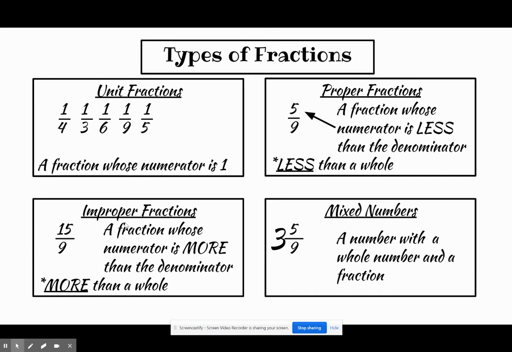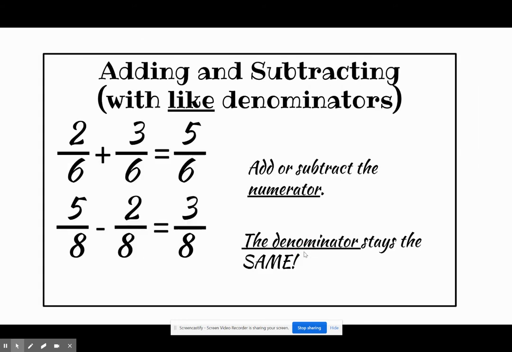Then you've got improper fractions. That's when the number looks top heavy and the number on the top is bigger than the number on the bottom. It's called an improper fraction. It is more than a whole. And in a minute, we'll talk about how you solve those. And then you've got mixed numbers. That's when you've got a whole number and a fraction. So if I said I had 3 whole pizzas and 5/9 of that last pizza, it'd be 3 and 5/9.